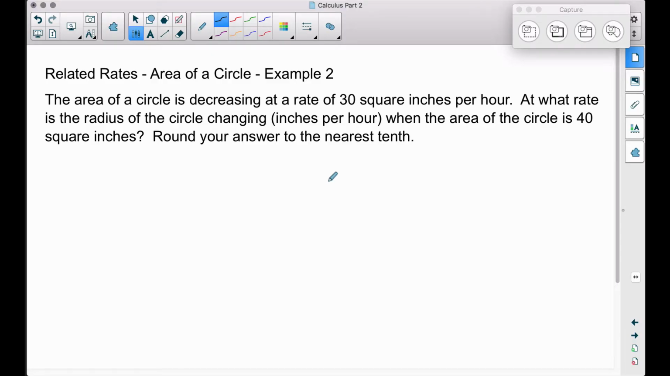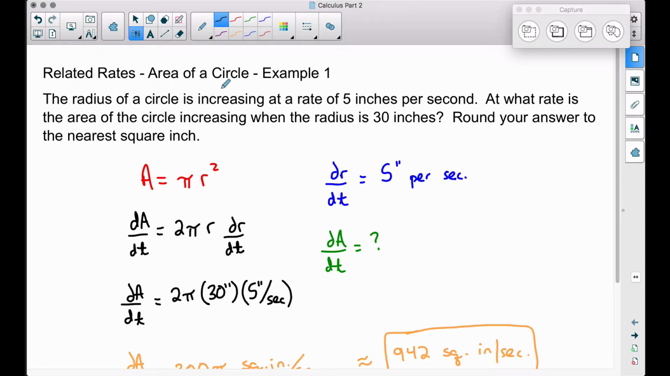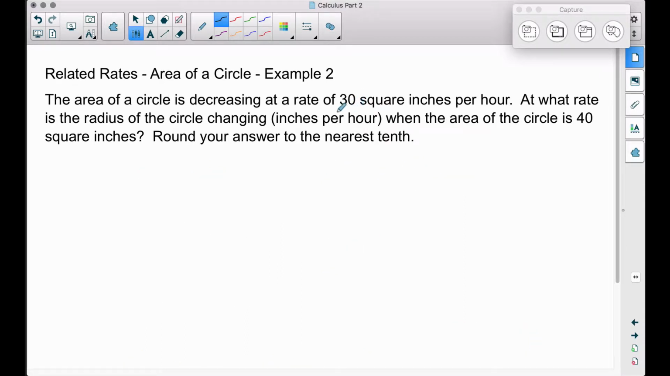In this video, we're going to look at another example of related rates that involves the area of a circle. In a previous video, we did an example where we had a very similar situation, except we were trying to find the rate of change of area with respect to time. We were given the rate of change of the radius with respect to time in example 1, but example 2 is a little bit different.